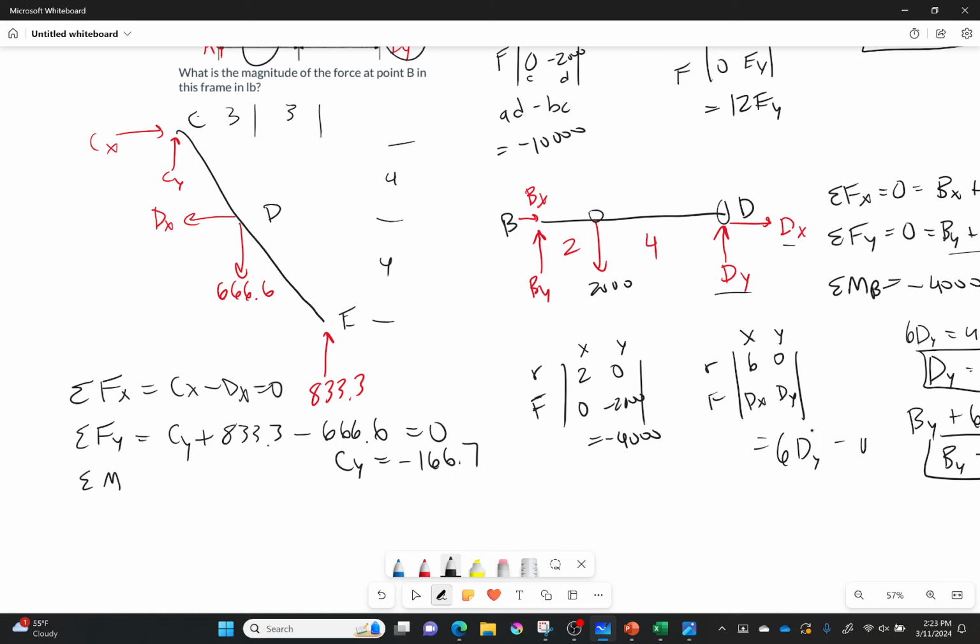And just as a note, if I get a negative number, it means I drew my arrow in the wrong direction. So I can either flip that arrow or I can leave it. It just depends on what I want to do. I'm just going to leave it for now and say, okay, CY is equal to negative 166.7.